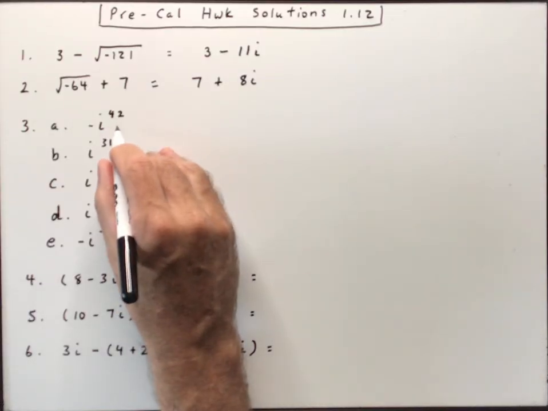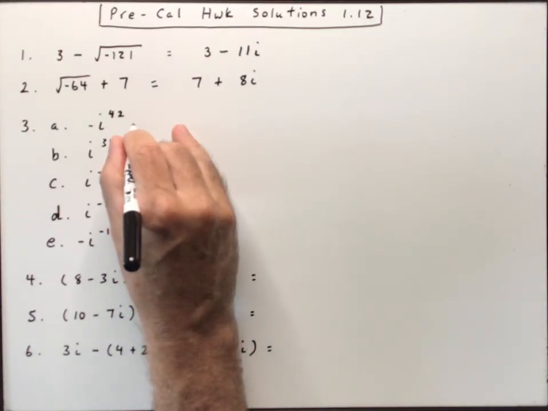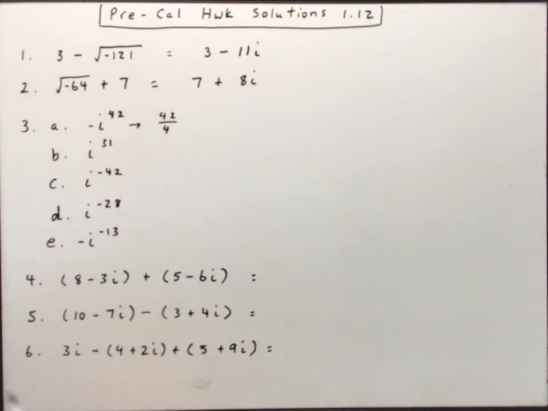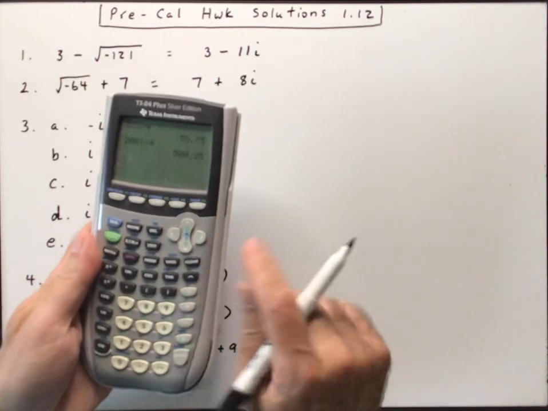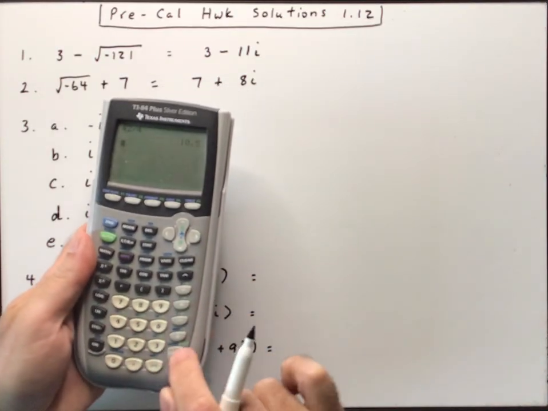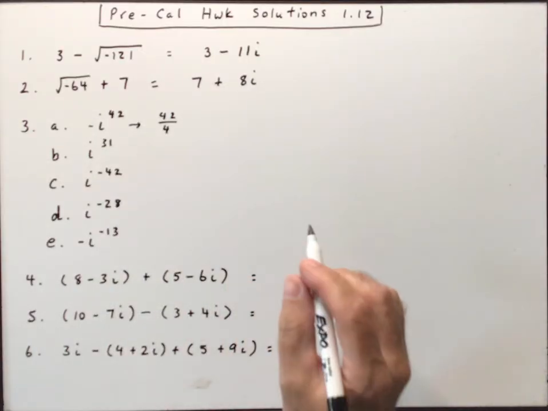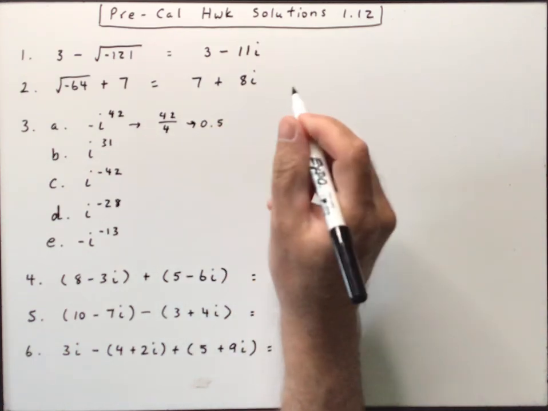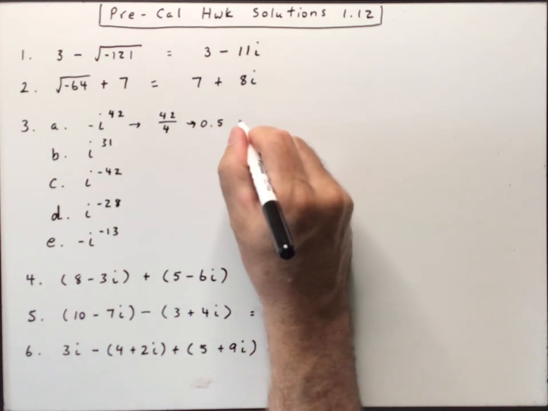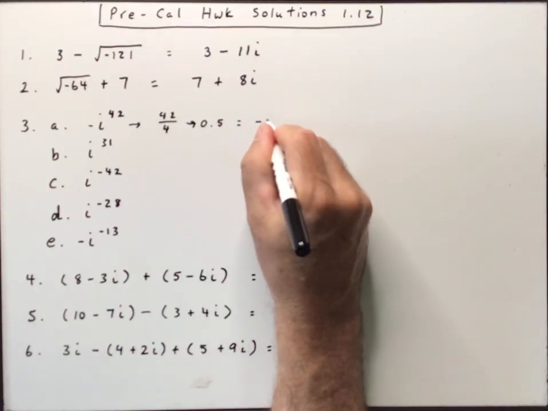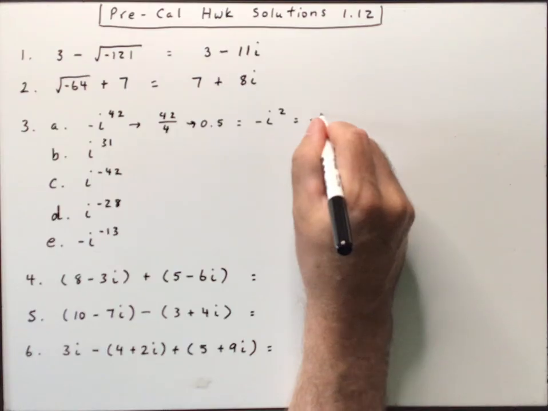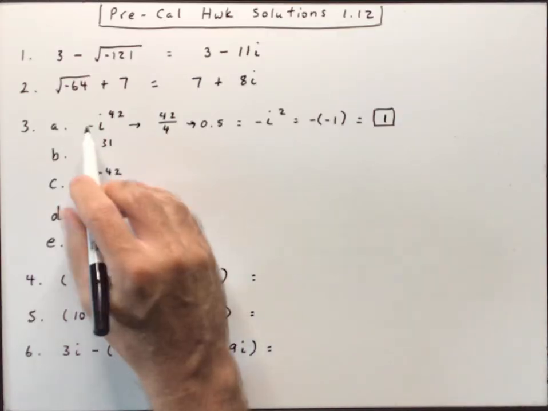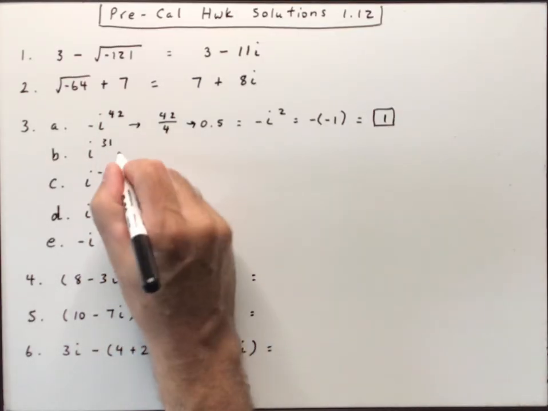Okay, and then starting with number 3, we're going to rewrite these. First of all, I want to do 42 over 4 in my calculator. So 42 divided by 4, we have a remainder of 0.5. If you remember from our list, 0.5 would go with i squared. So this is the same as negative i squared, which is negative 1, which would be 1. So negative i to the 42nd is the same as 1.